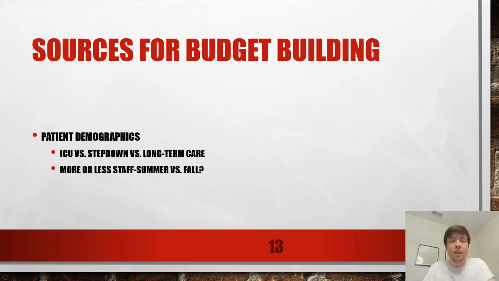What are some sources that you use for building a budget? Well, the first one is patient demographics. So what kind of unit is the manager employed on? Is it a private pay assisted living, or is it an ICU or step down unit? The type of facility and type of unit will determine the level of staff that's needed.